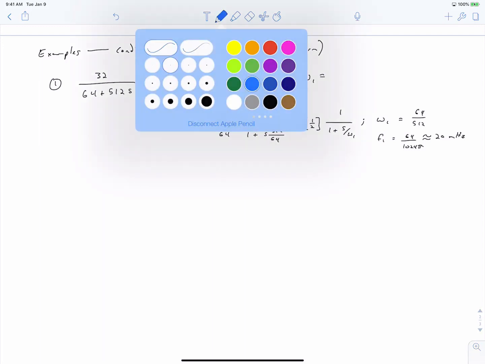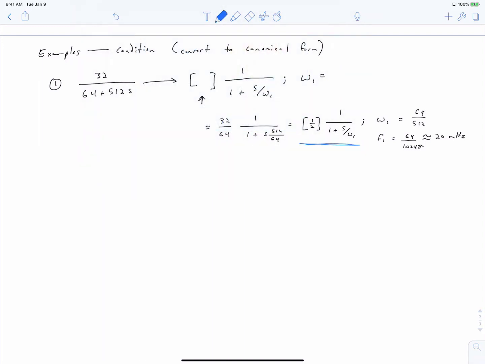So you should have calculated this transfer function right here, where we have a simple pole at approximately 20 millihertz and a gain of 1/2. So in this case, this transfer function at the low frequency range, that is far below 20 millihertz, looks like a simple gain of 0.5. But at the high frequency range, which in this circuit is above 20 millihertz, it looks like an integrator.